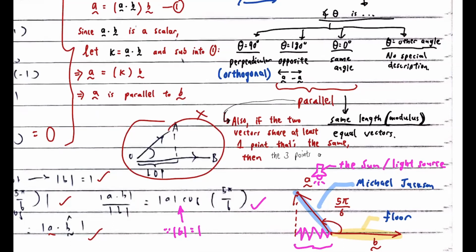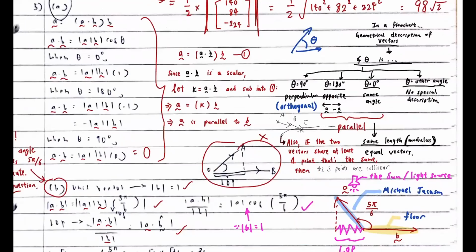Can you visualize that? So there's a point A, there's a point B, there's a point C. Vector AB here, vector BC here, they share a common point B, and the angle between them is 180 degrees. Then that means that they are collinear. That's another way to show collinear. Okay, geometry concept done already.